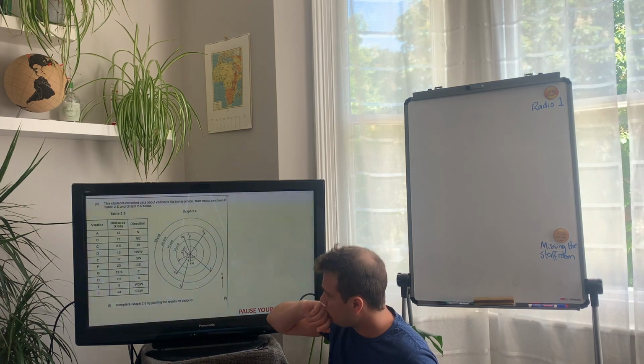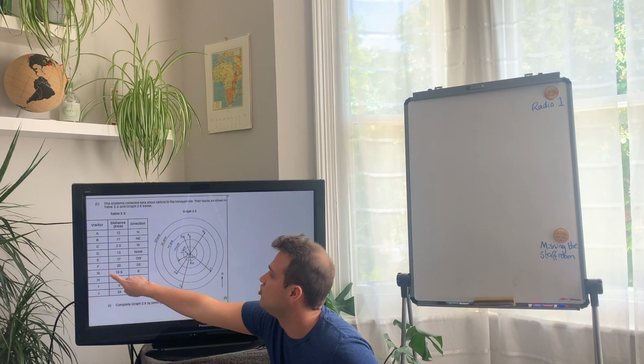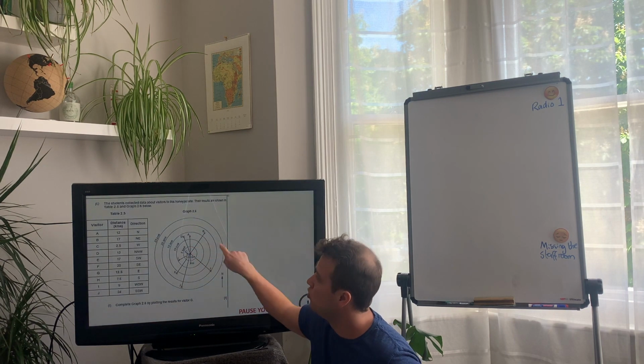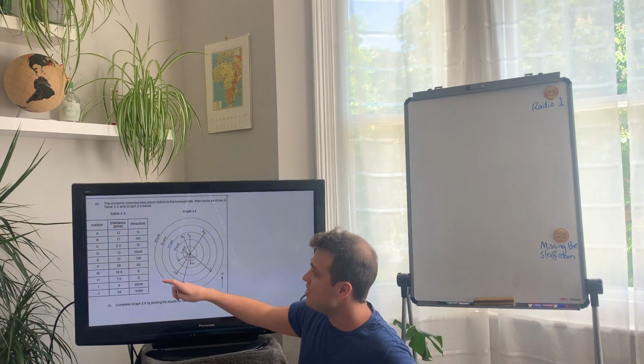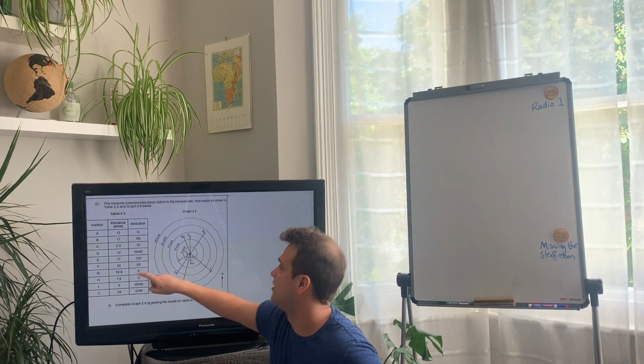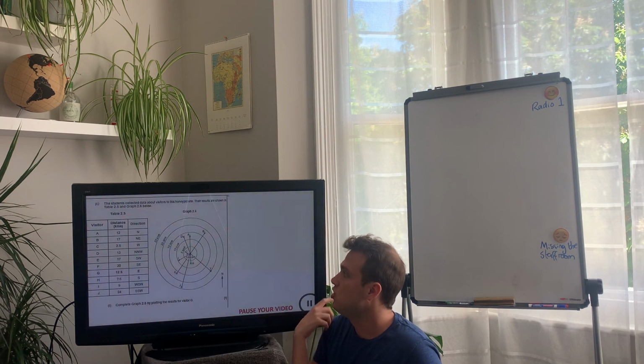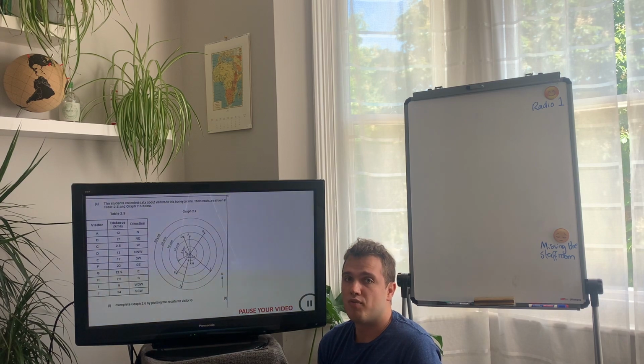So what you need to do is put person G on there. You need to first of all draw your arrow in the right direction, whether it's north, east, south or west, and then you need to put it in the right distance. These concentric rings have got different kilometres on. You need to work out which part of the ring they fall into.